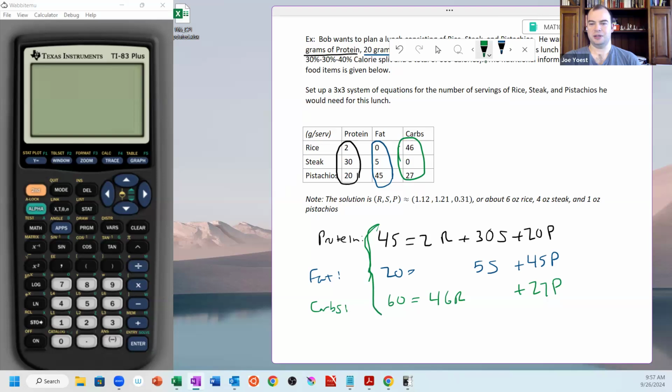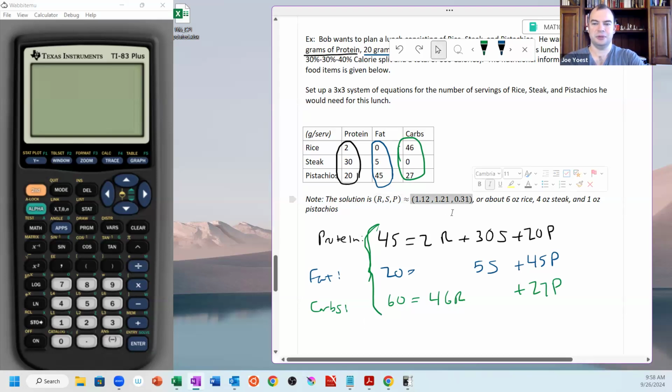At first glance, it doesn't look that bad to solve, especially because we're missing a couple of variables, but it turns out that the numbers here don't work out super nicely. So you end up with like 5,000 and something over 11,000 and something, or something like that. But this is the approximate answer. So you need about 1.1 servings of rice, 1.2 servings of steak, and 0.3 servings of pistachios, or for their serving sizes, that's about 6 ounces of rice, 4 ounces of steak, 1 ounce of pistachios.